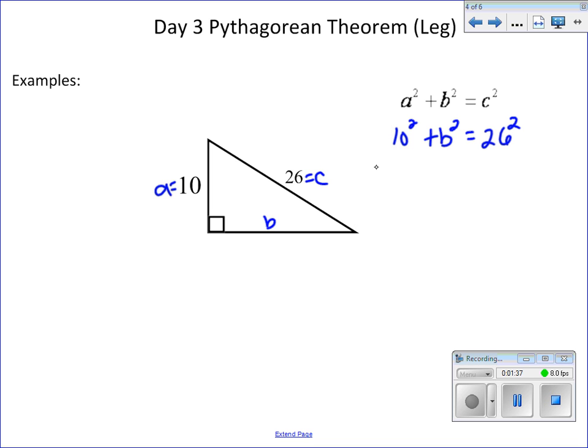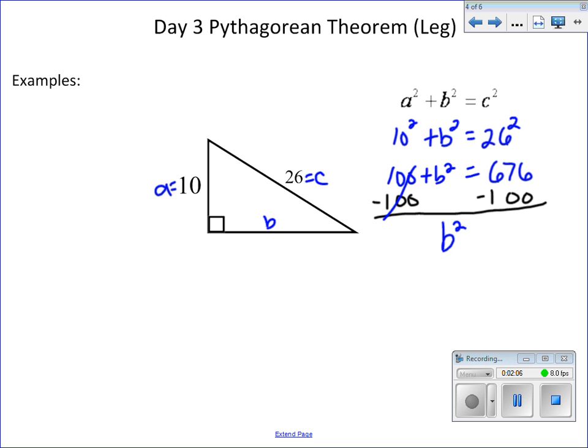Our next step is the same as before. We square it, we get 100 plus b squared. And then 26 to the second power, we probably need to use a calculator, and when we do it, we get 676. And now we're left with an equation. In order to be able to solve for b, we have to have it all by itself. And so to get rid of this 100, we're actually going to subtract it. And this is the important additional step that's new today. We're left with b squared over here, and then 576 here.